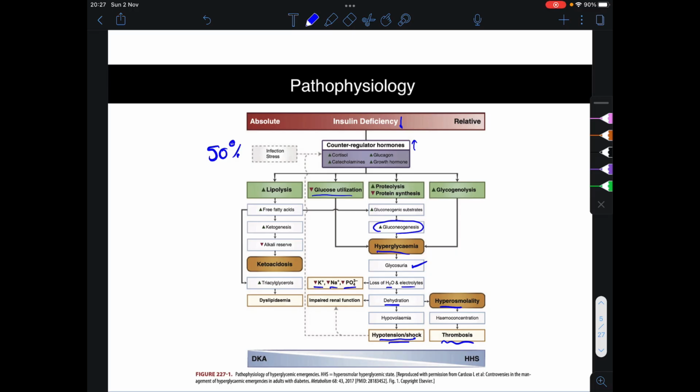Now, regarding lipolysis: in DKA, there is lipolysis and production of ketones. But because these patients are not fully insulin deficient like in DKA, they have some insulin, and that can actually inhibit the production of ketones and lipolysis. So you will see in the criteria that in HHS you have no ketones at all, or slight mild ketosis, while in DKA the main feature is large amounts of ketones.